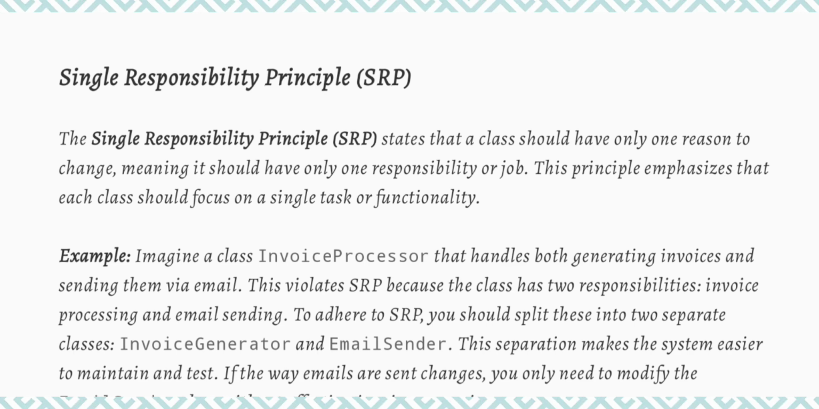Single Responsibility Principle, SRP. The Single Responsibility Principle, SRP, states that a class should have only one reason to change, meaning it should have only one responsibility or job. This principle emphasizes that each class should focus on a single task or functionality.